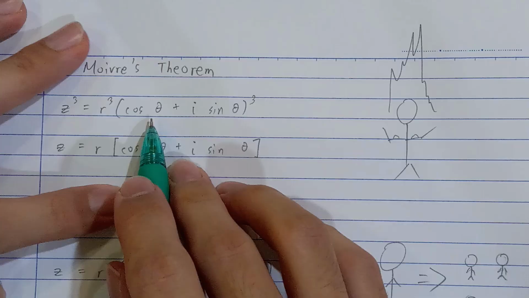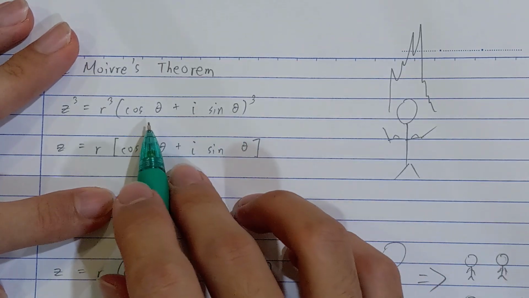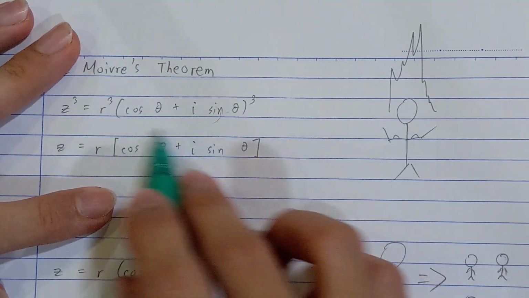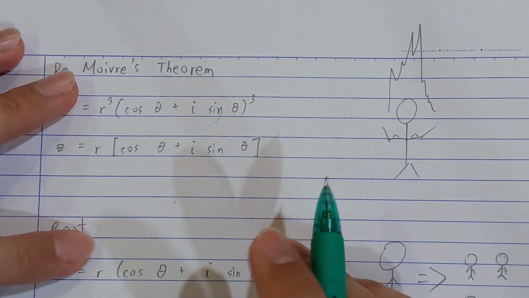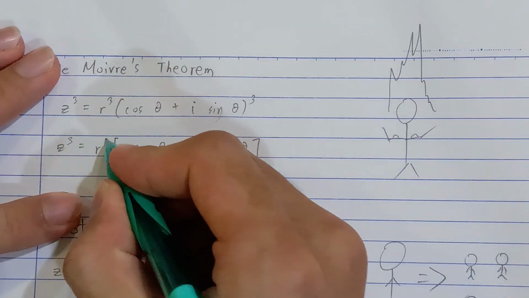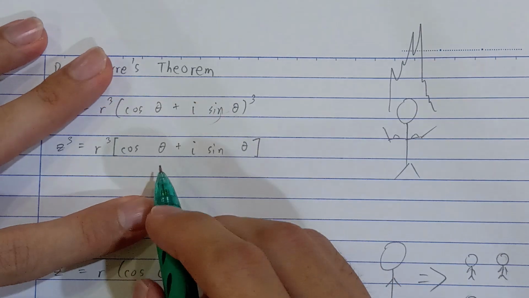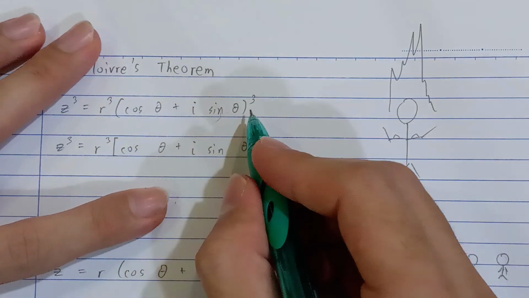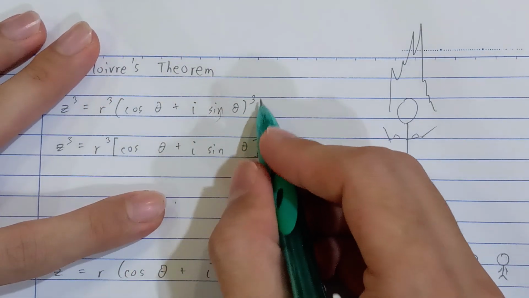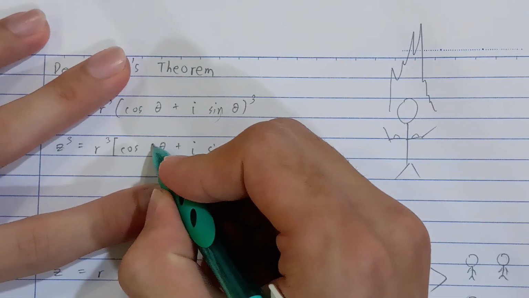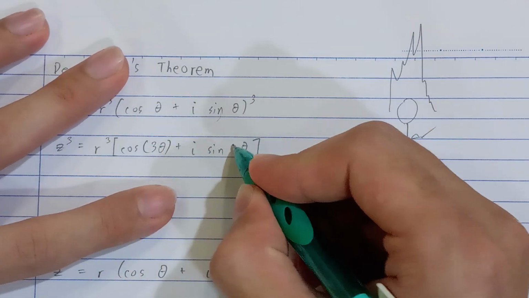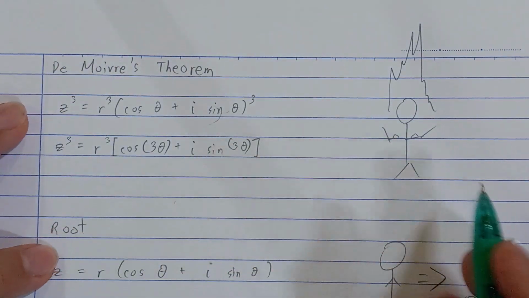But how do you cube this bracket here? Well, according to De Moivre's theorem, you can do so by multiplying your angle with your degree of power. In this case, it is 3. So you do so like that.